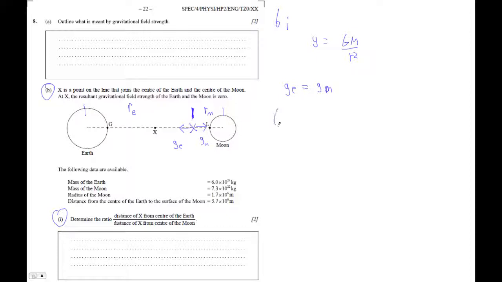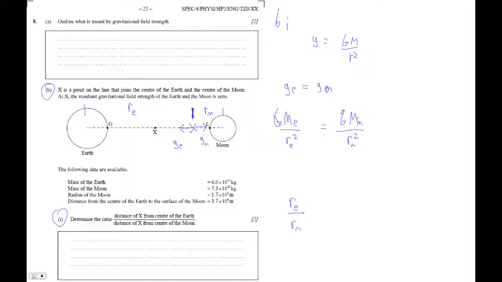So you're going to go G, mass of the Earth, over the distance to the Earth from that point X, squared, is equal to G, mass of the moon, over the distance to the moon from that point X, that fictional point in space, squared. Now, notice that they want you to create a ratio of the distance from the center of the Earth to the center of the moon. So ultimately you want distance to the Earth over the distance to the moon, and not squared or square rooted or anything like that, right?